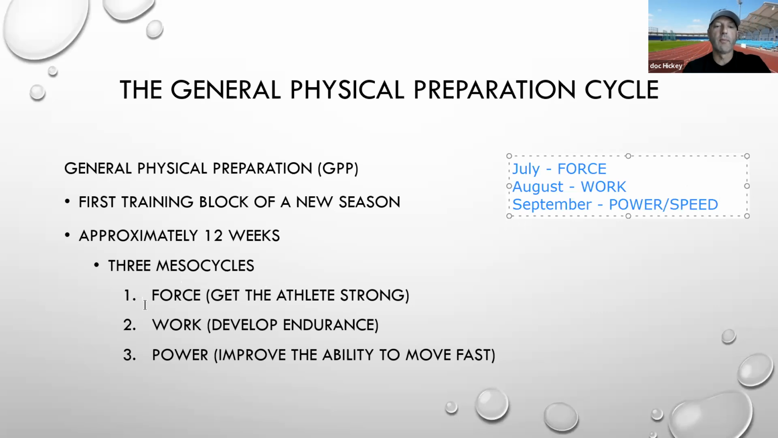So here with our 3 mesocycles, for the first month, our overall performance objective is going to be to get the athlete strong. We want to bring up their 1 RM, their 1 rep max. So our A priority is going to be in the gym, lifting heavy, 5 sets of 5 reps. That's my go-to for force development. And then in August, we are going to transition. Now we've got them strong, so now we go into our work capacity. So we're going to develop endurance.